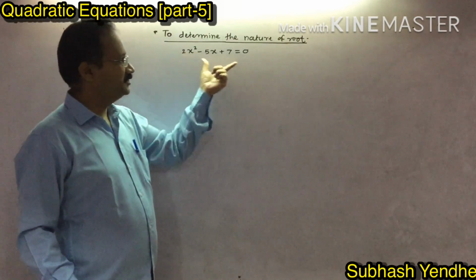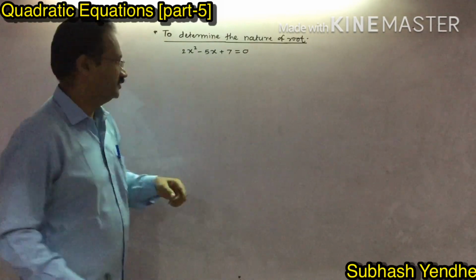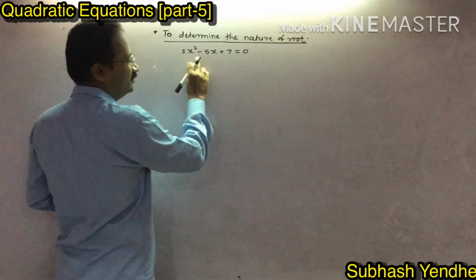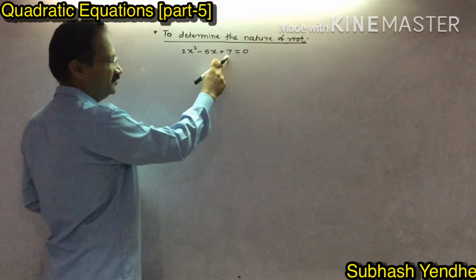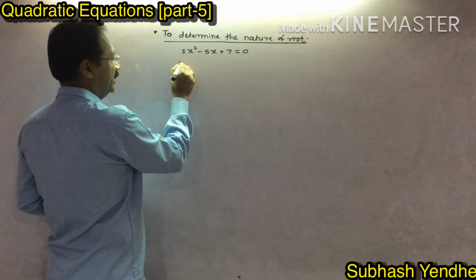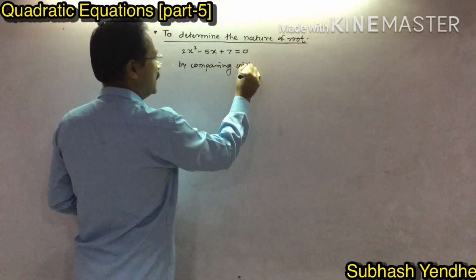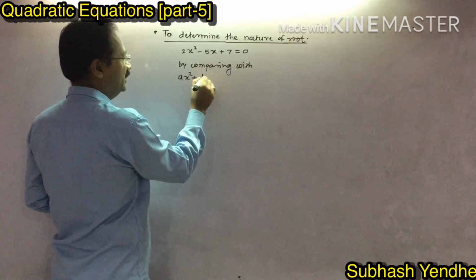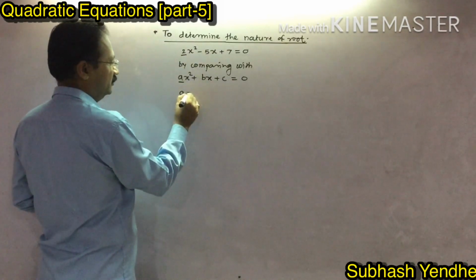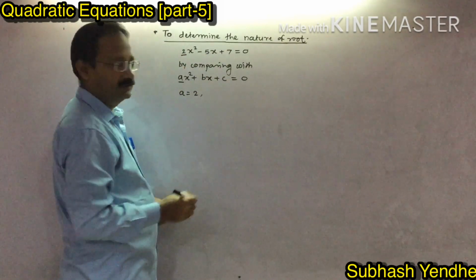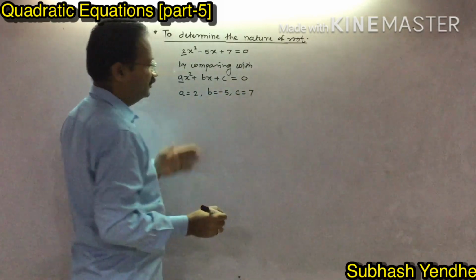So how can we determine the nature of the root? It is very simple. You have to find out the value of discriminant first. Is this given equation in the correct form? Yes. ax square plus bx plus c equals 0. So by comparing with ax square plus bx plus c equals 0, you will get the value of a is 2, b's value equals minus 5 and c's value is 7.